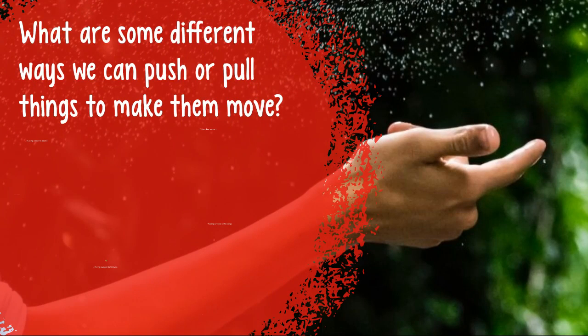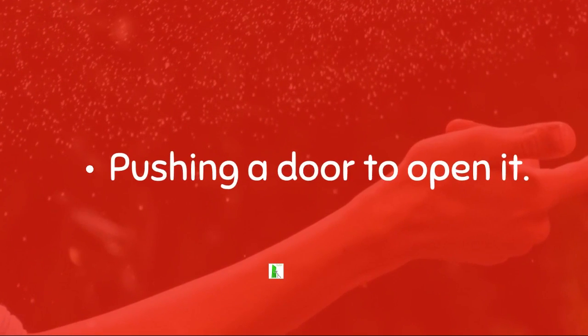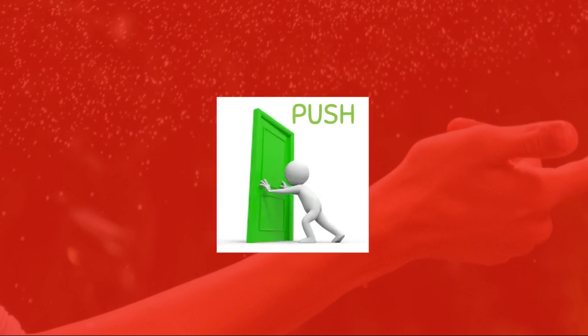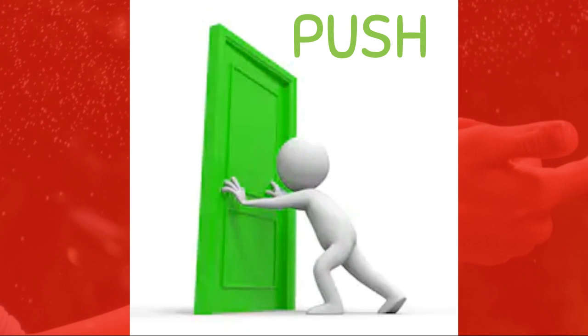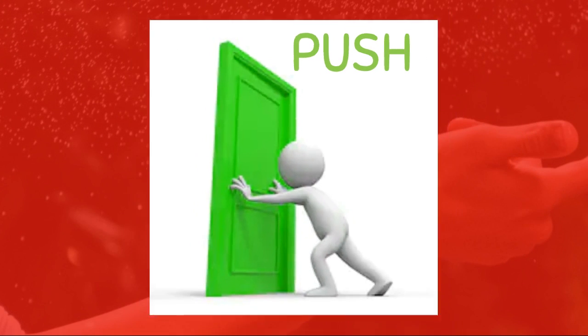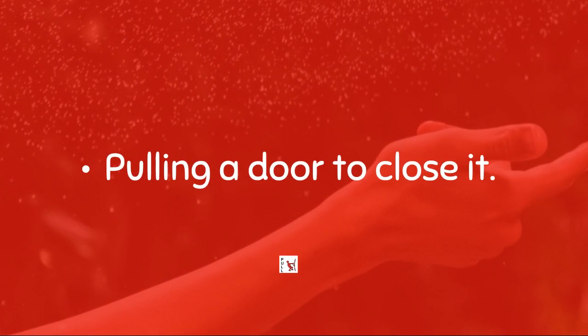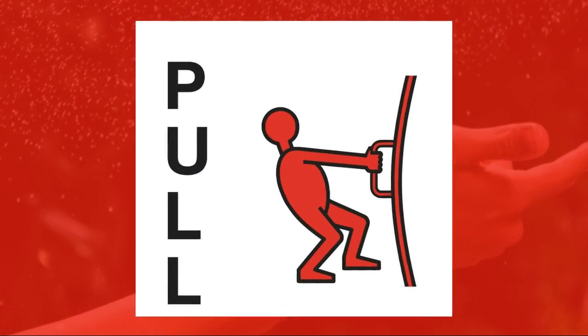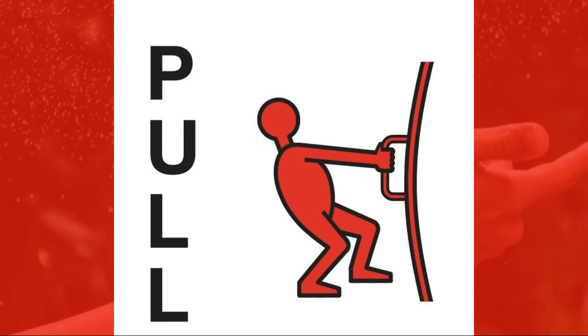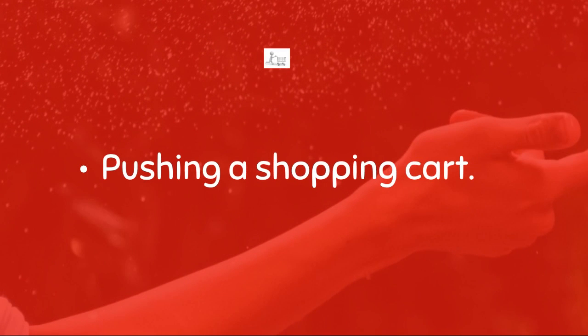What are some different ways we can push or pull things to make them move? We could push a door to open it. So pushing is moving it away from us. We could pull a door to close it. So pulling is towards us. We could push a shopping cart, so moving it away from us.